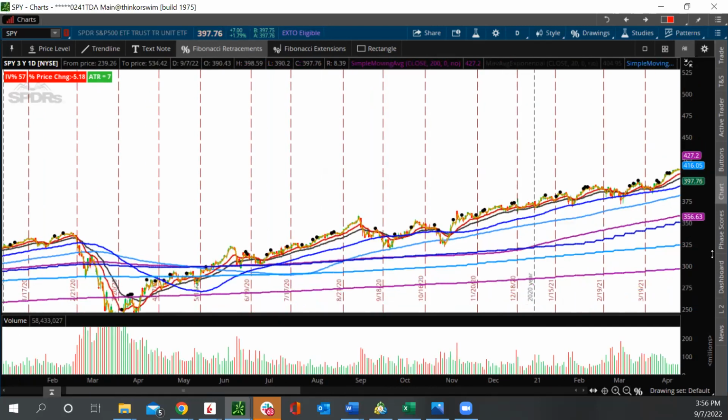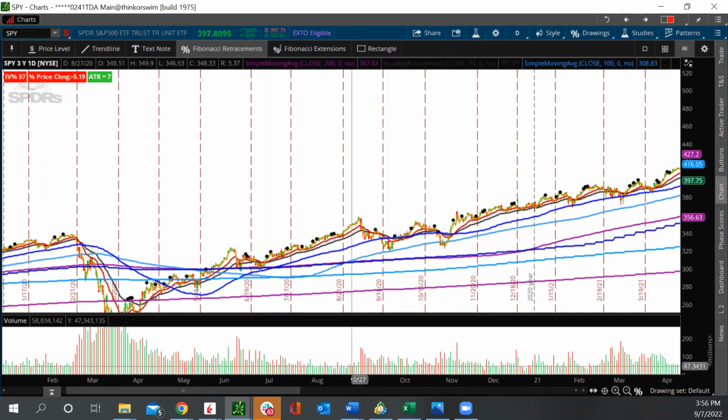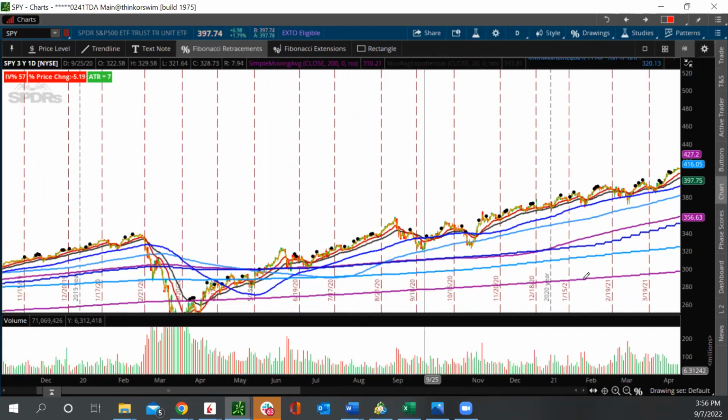So I'm working on a small screen here, so I have to kind of shrink everything just to be able to get a feel for it.